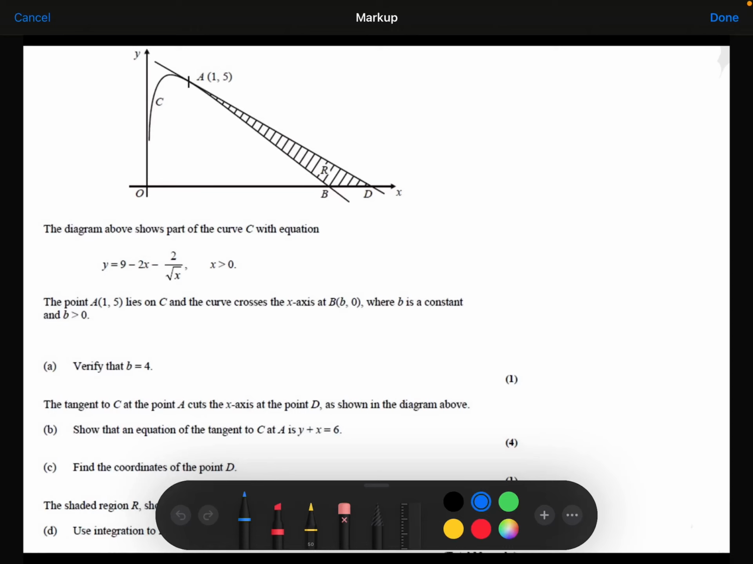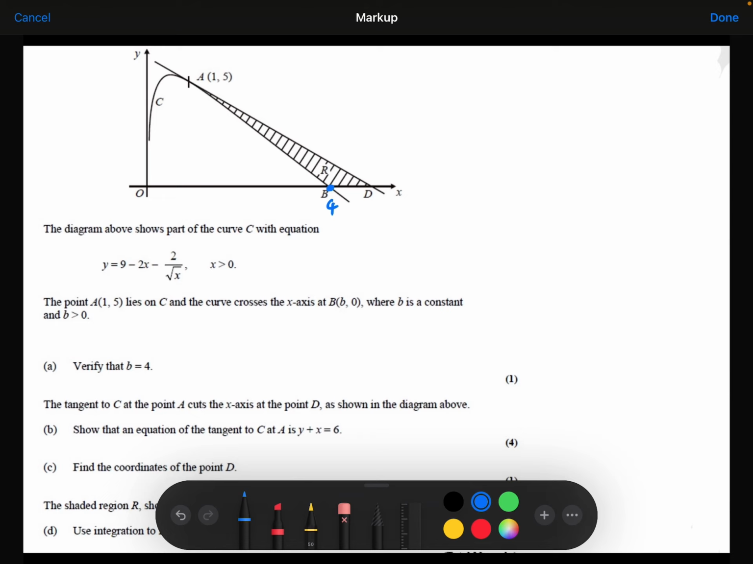The diagram above shows part of the curve C with the equation y equals 9 minus 2x minus 2 over root x, where x is greater than 0. The point A (1, 5) lies on the curve, and the curve crosses the x-axis at point B (B, 0), where B is a constant and greater than 0. Part A asks me to verify that B is equal to 4. So it's asking me to show that this coordinate here is 4.